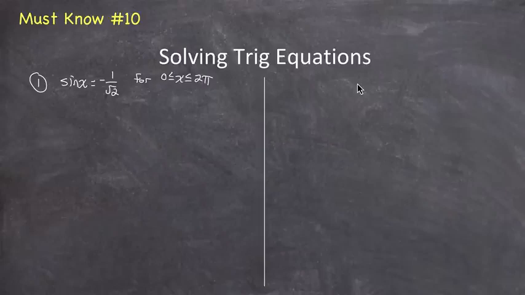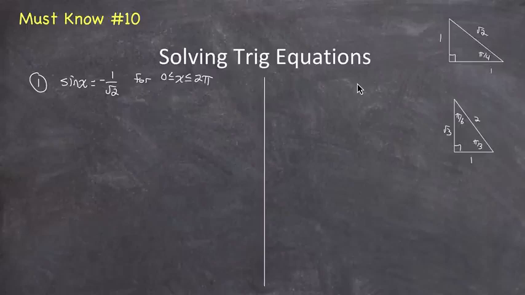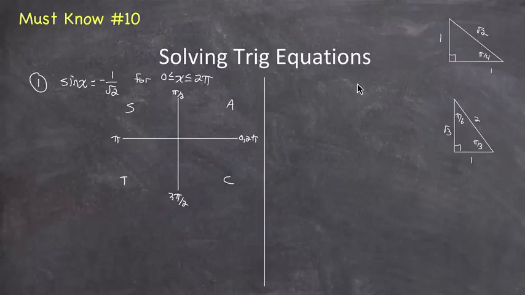Since sine is a periodic function, there's going to be an infinite number of times it's equal to negative 1 over root 2. So by restricting the domain, I'm only asking you for two of the answers in this case. So let's go ahead and find those two answers. You're going to have to remember your special triangles, so let me draw those off to the side. When solving a trig equation, I like to draw a Cartesian grid, and based on CAST rule, I like to figure out where my answers are going to be.